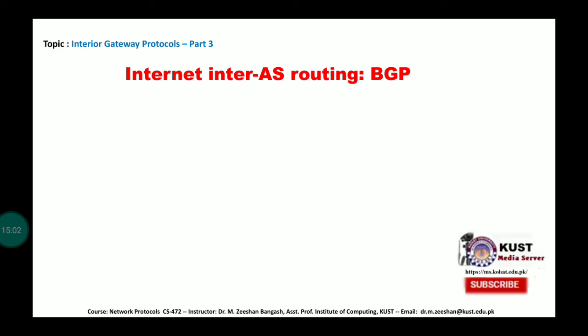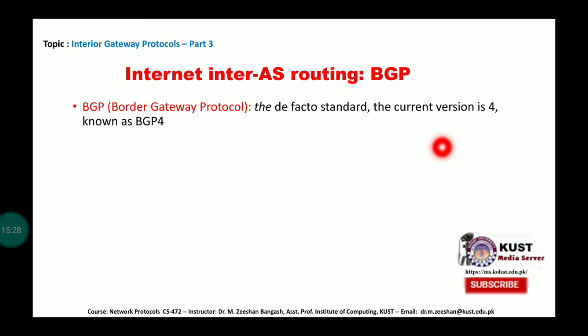Now, another type of protocol that is used for inter-autonomous system routing, the protocol used for communication between border routers, is BGP, the Border Gateway Protocol. This Border Gateway Protocol is the de facto standard, and the current version available in the market and used by different routers at the border gateway is version 4. We call it BGP 4.